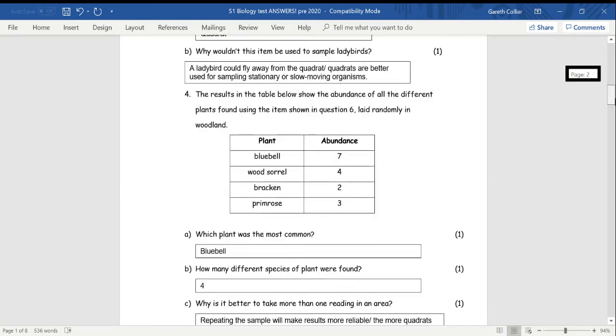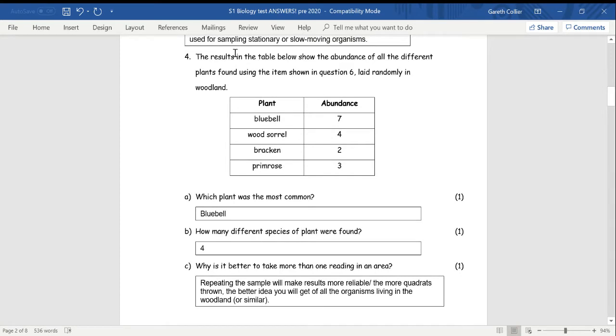For number 4, I gave you results in a table showing the abundance of all the different plants found using the quadrat in question 6. They laid it randomly in a woodland and they found 7 bluebells, 4 wood sorrel, 2 bracken and 3 primroses. So the abundance is the number of each of these they found. The plant that was most common is the one that has the highest number, so that is the bluebell.